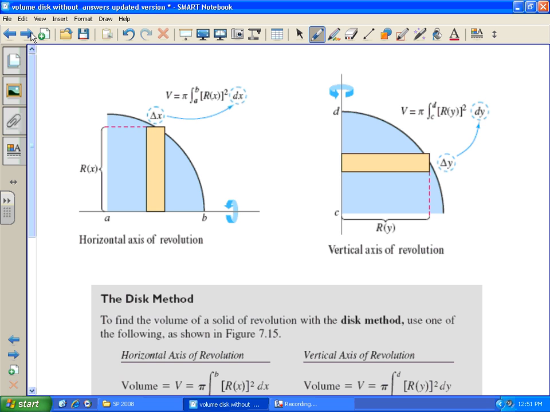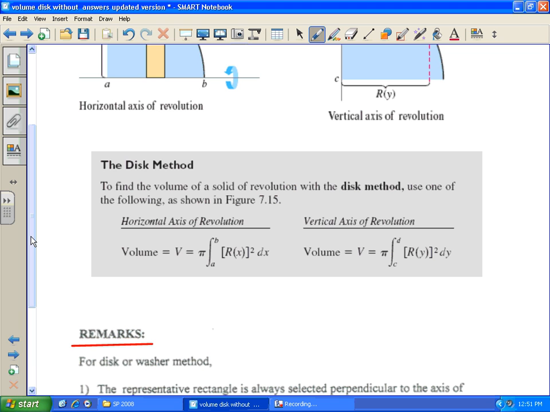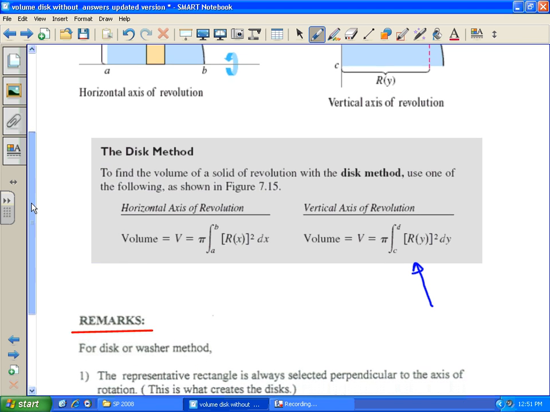So your formula will be very similar, but instead of r of x squared dx, you're going to have r of y squared dy, and one could again do a very similar approach. Start with one rectangle, select n rectangles, take a limit as n goes to infinity, and you're going to end up with this formula. So depending on whether the rotation is about the x-axis or the y-axis, we have to set the problem differently.